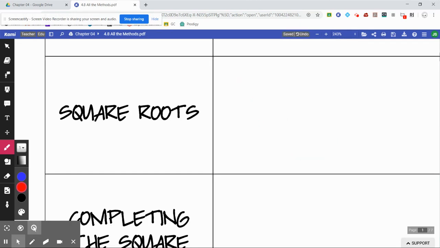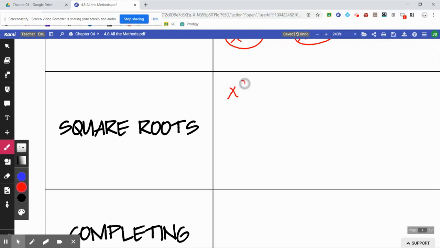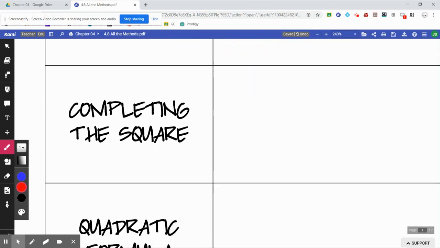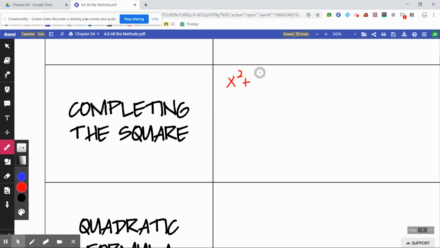Okay, now let's solve it by taking square roots. Again, let's copy down our function: x squared plus 6x plus 5 is equal to 0. Now here's the thing. To solve by square roots, you can only solve it when your b term is 0. Then you would move the 5 over and square root it, so you cannot use the square root method on this.